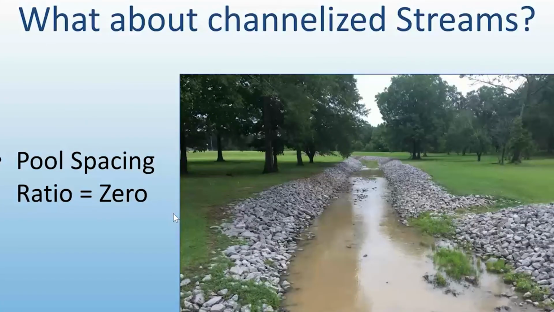All right, so a few things to think about when you're doing pool-to-pool spacing. One is the question about channelized streams. So what if we took a meandering stream and we straightened it? If we do that, then in the SQT, we would automatically equal a 0. So pool spacing ratio in channelized streams automatically equals 0.